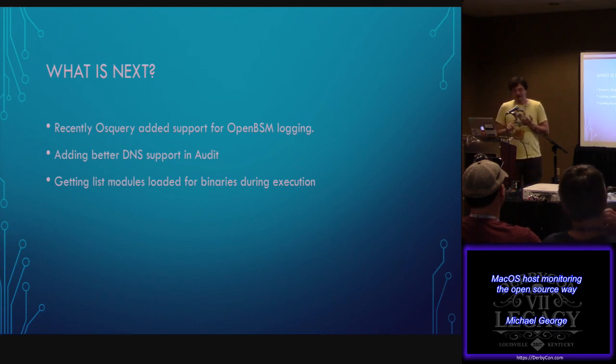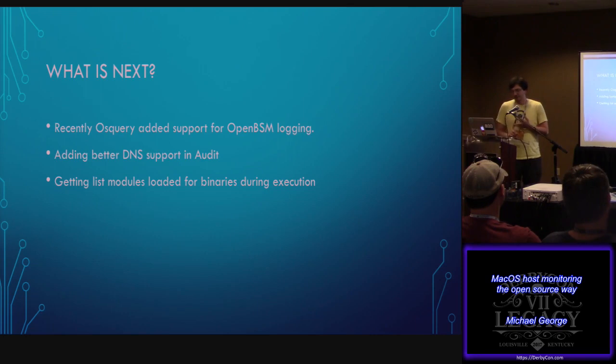Adding better DNS support in Audit. So you know how it says mDNSResponder instead of the actual domain, since we know that's returning back to the system, you can actually just loop that in yourself, or you can ask the OpenBSM community to put it in for you, since it's already going back there anyway.